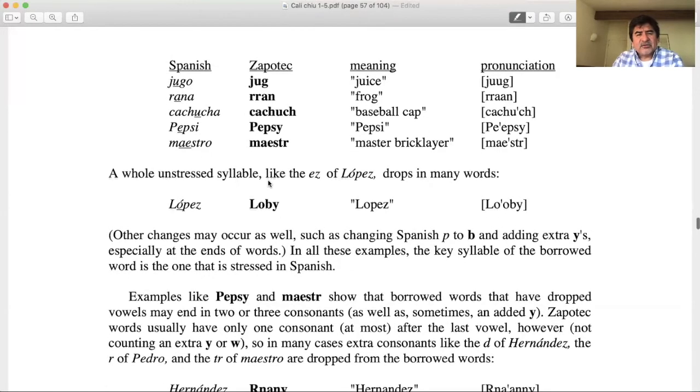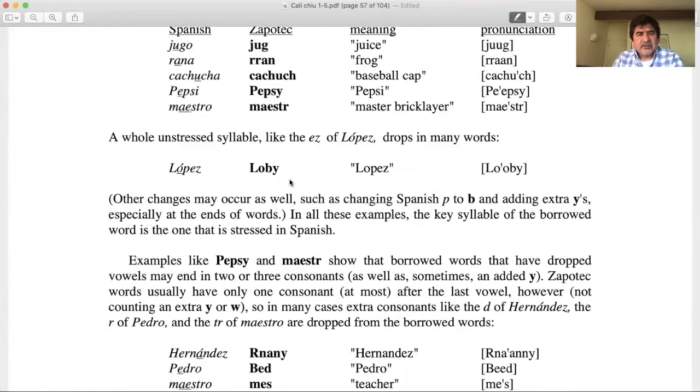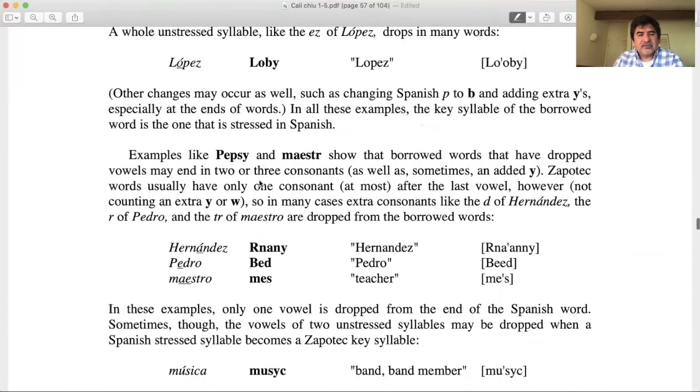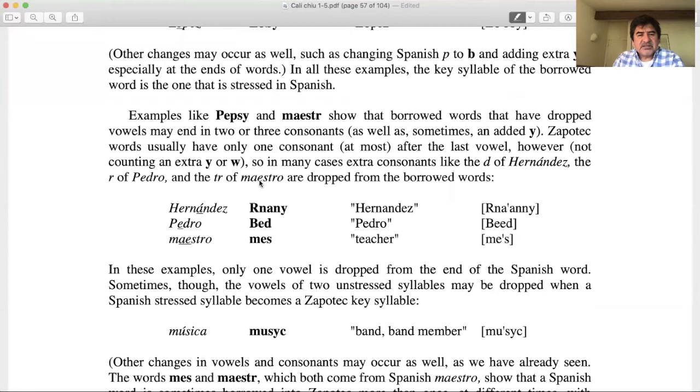And also we have borrowed last names, and we turn them into Zapotec names, if you will. Such as Loib comes from Lopez. Again, Loib. All right, so there are some other last names and names here that are also borrowed from Spanish. Rnain, Rnain. For Pedro, ved, ved.